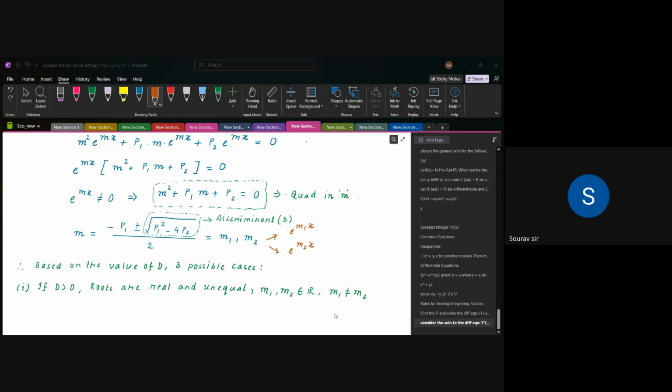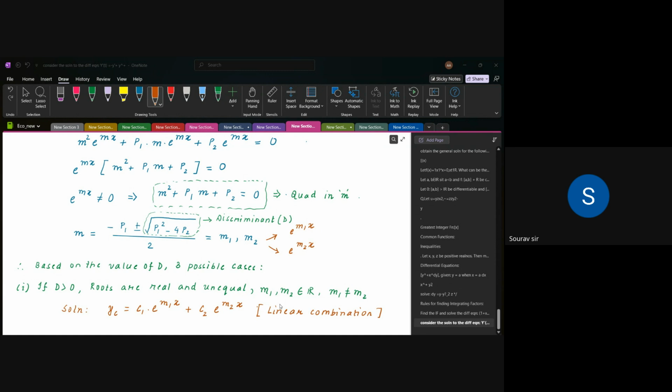And what we generally do, I'll just show you in a minute in case it is confusing, is that we take the solution as a linear combination of both of them. Okay, so this is a linear combination. Linear combination because C1 and C2 are scalars.